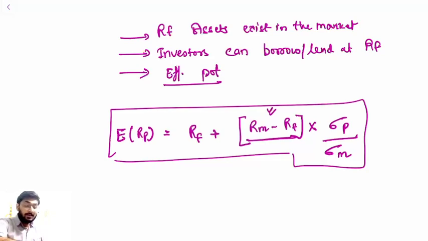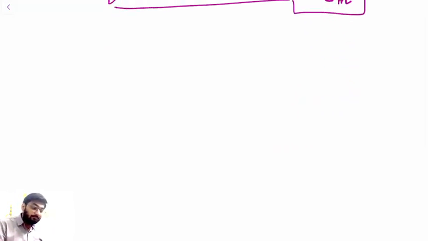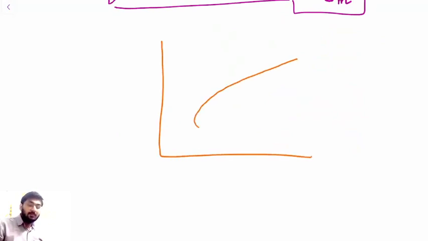Clear? So over here, this sigma p denotes the total risk, or you can say the standard deviation, and this is the expected return on the market portfolio. Clear? Are you clear with this? Now I said that I want my portfolio to be efficient. Efficient means what? I need to take the help of the efficient frontier curve which is available.